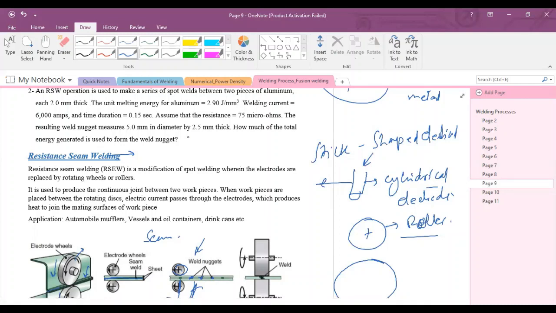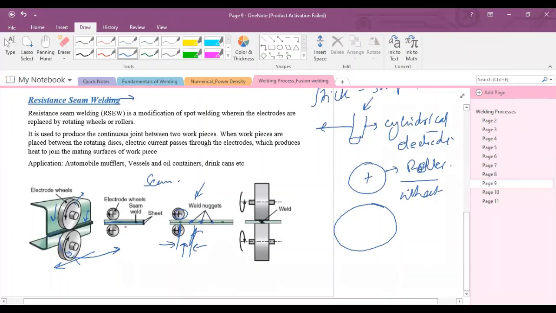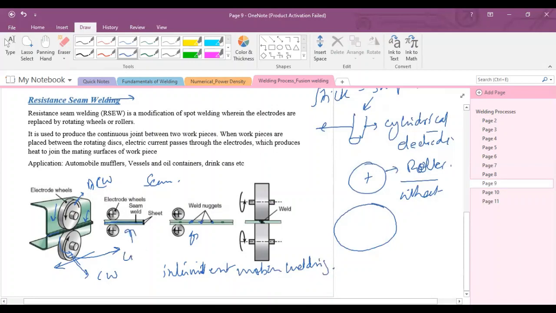But there is a slight change: the stick type electrodes are replaced by rollers or rotating wheels. Both wheels rotate in opposite directions, one anti-clockwise and the other clockwise. This is also a type of seam welding, called intermittent motion seam welding. This is the continuous motion seam welding type.